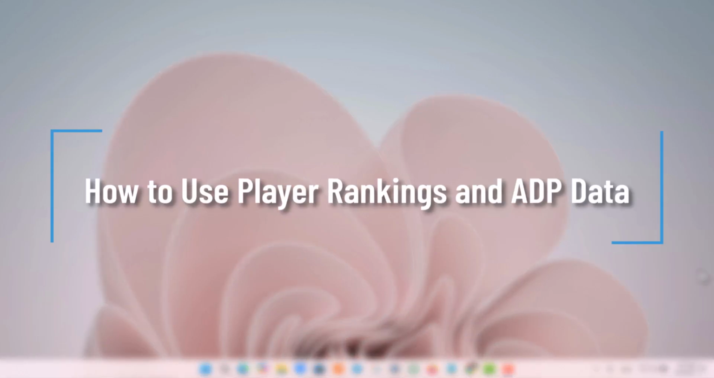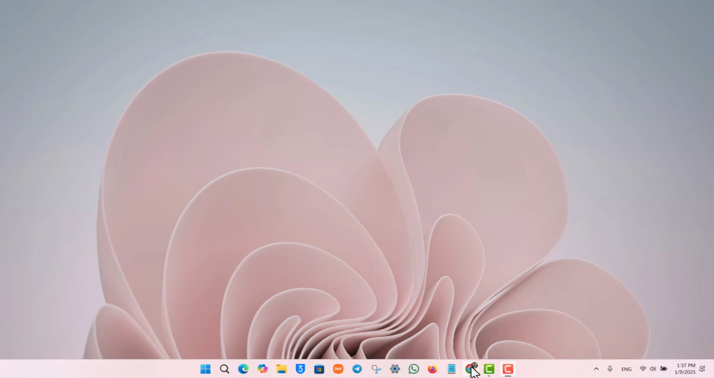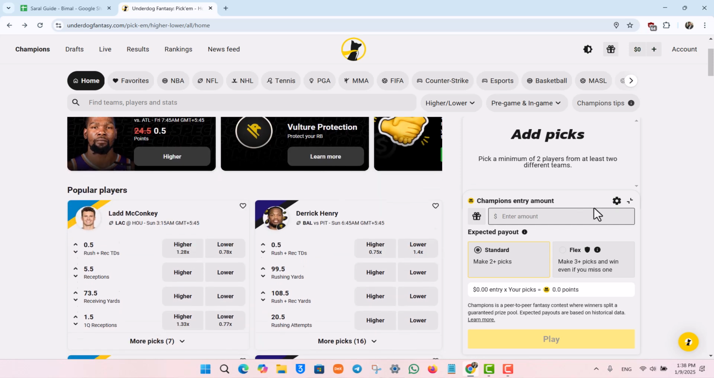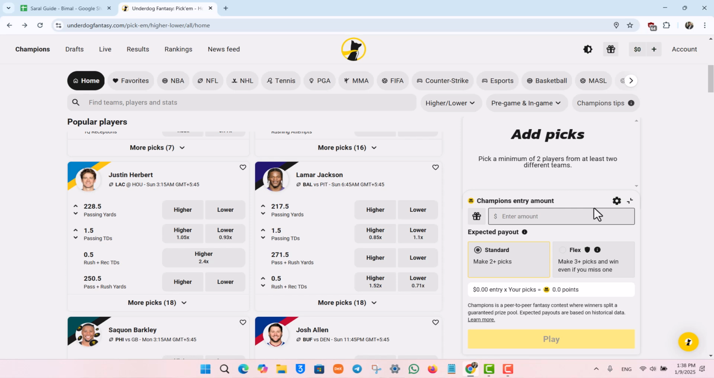How to use players, rankings, and ADP data. Now, on Underdog Fantasy, player rankings and ADP data are invaluable tools for making informed drafting decisions, and here's how to effectively utilize them. The first is understanding player rankings.